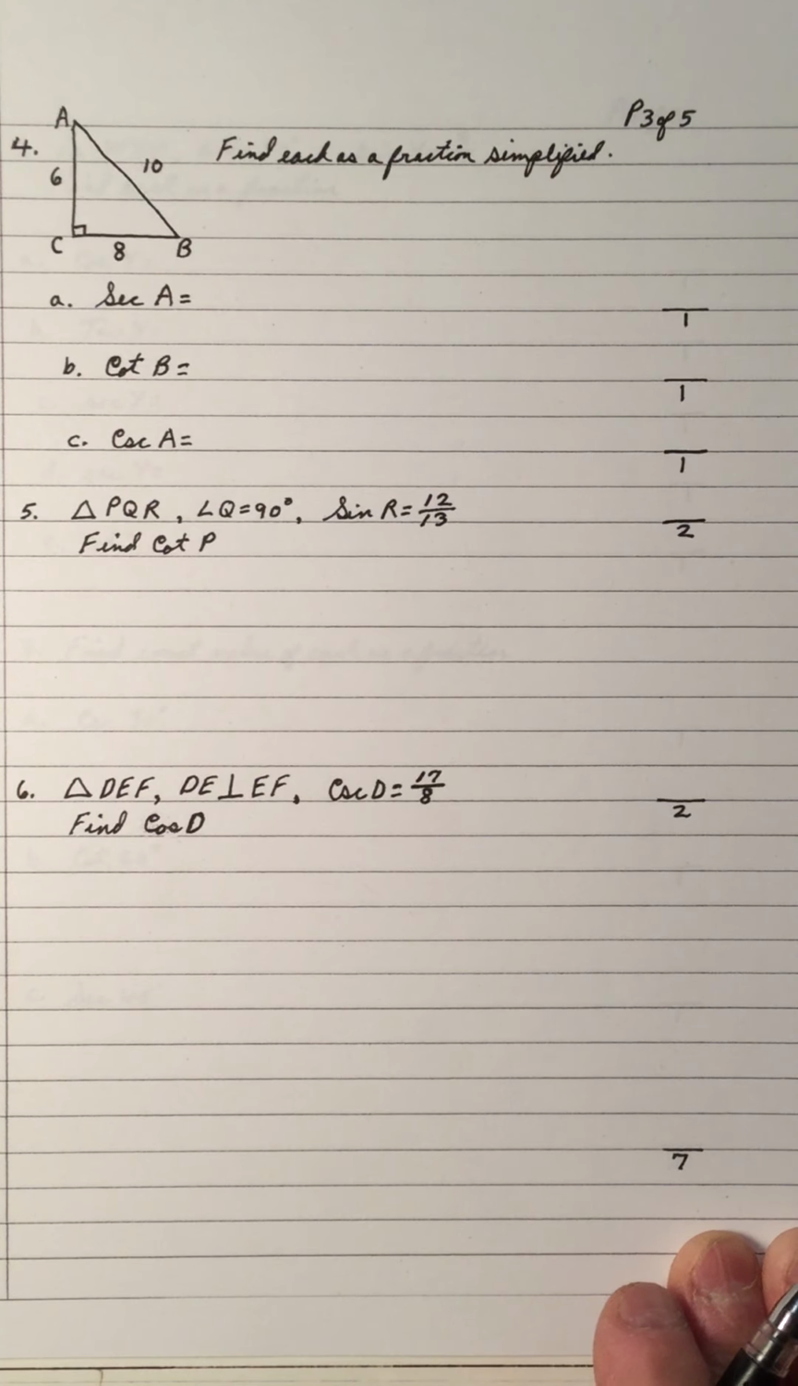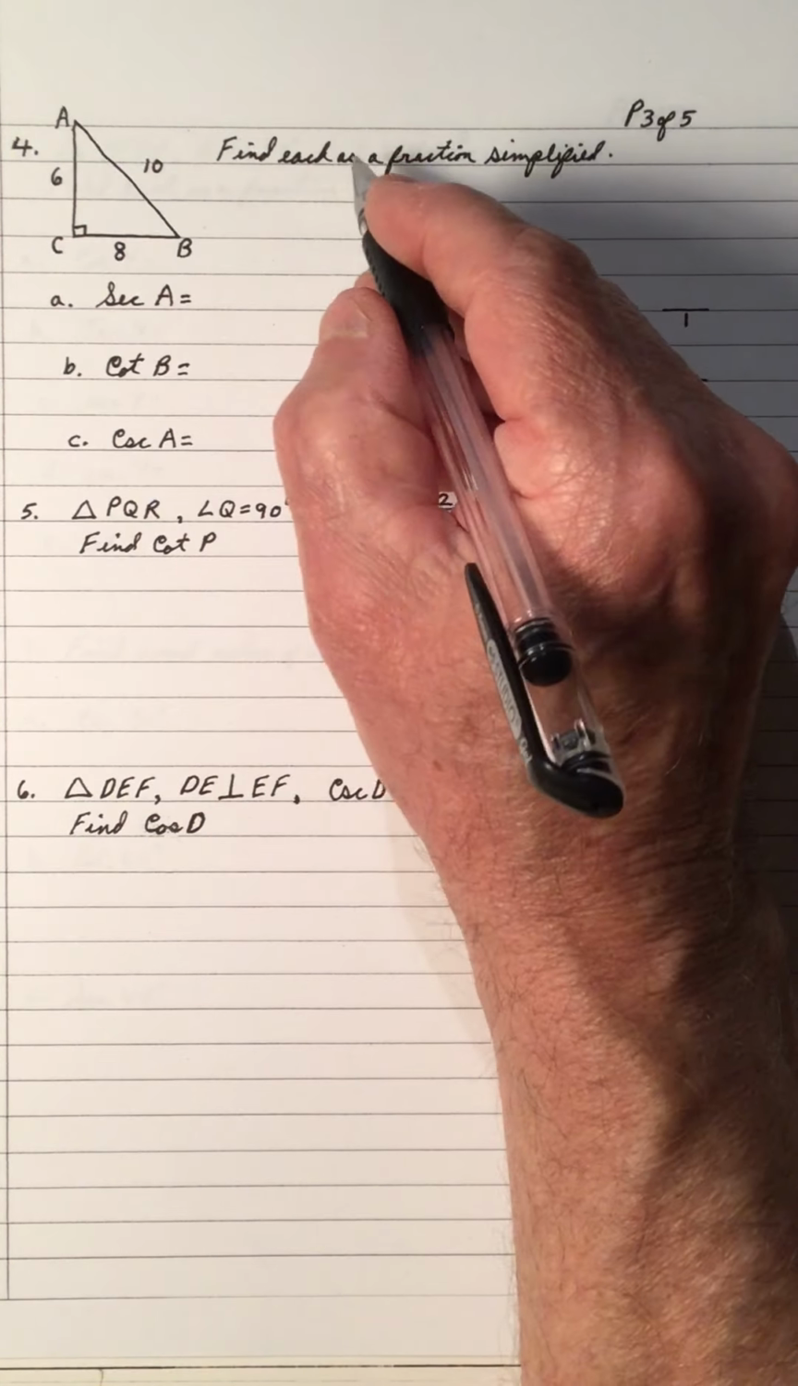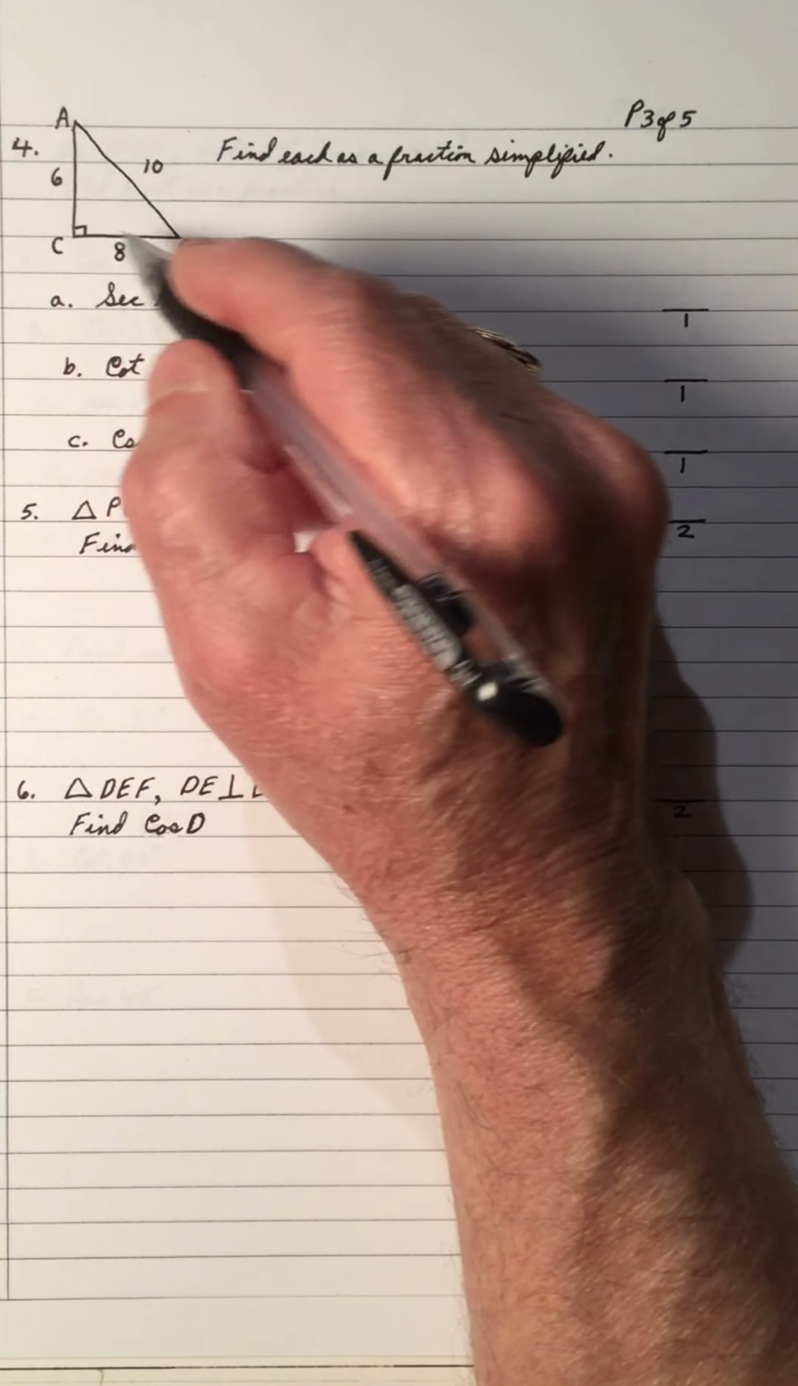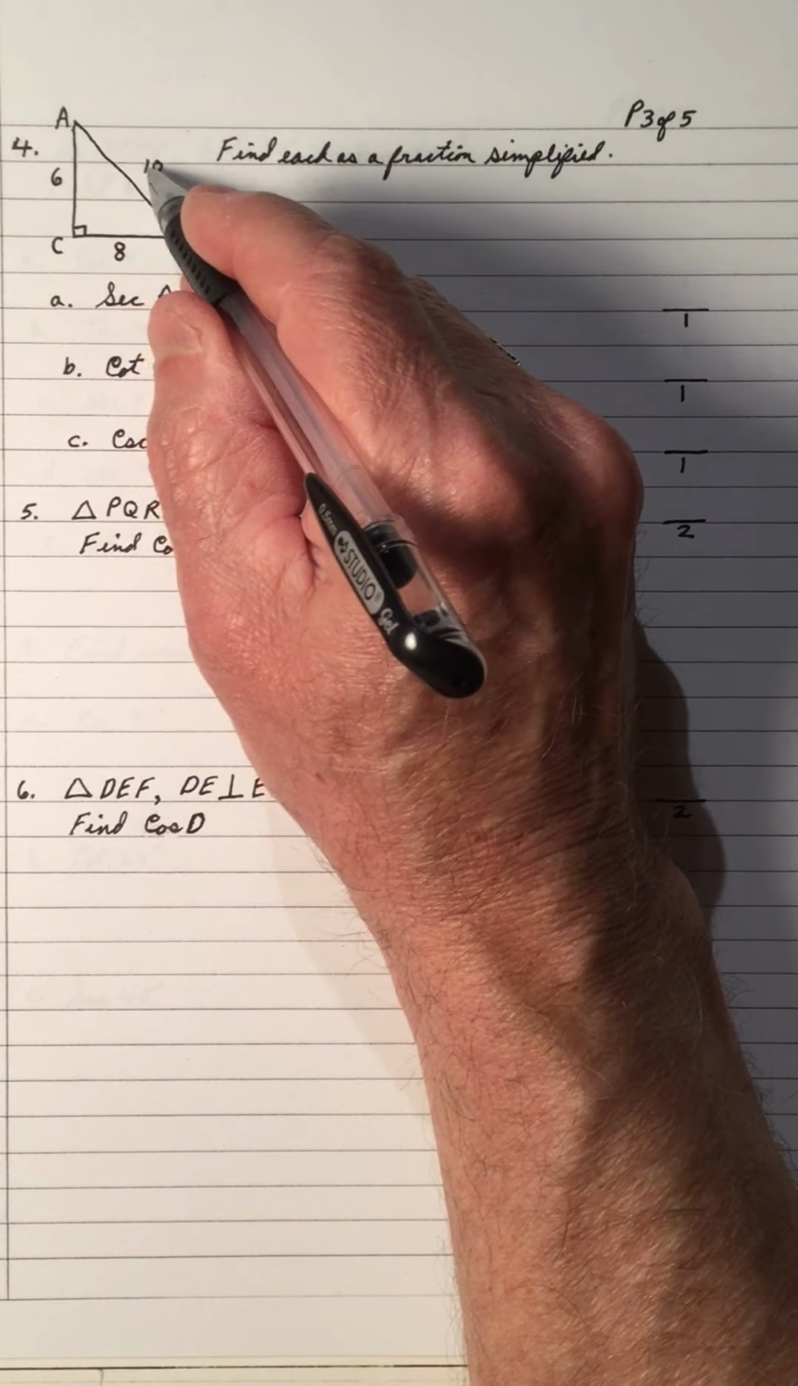Let's continue. Number 4 question. Find each as a fraction, simplified. So we have a triangle ABC. C is the right angle. That's the hypotenuse, and those are the legs, 6 and 8.